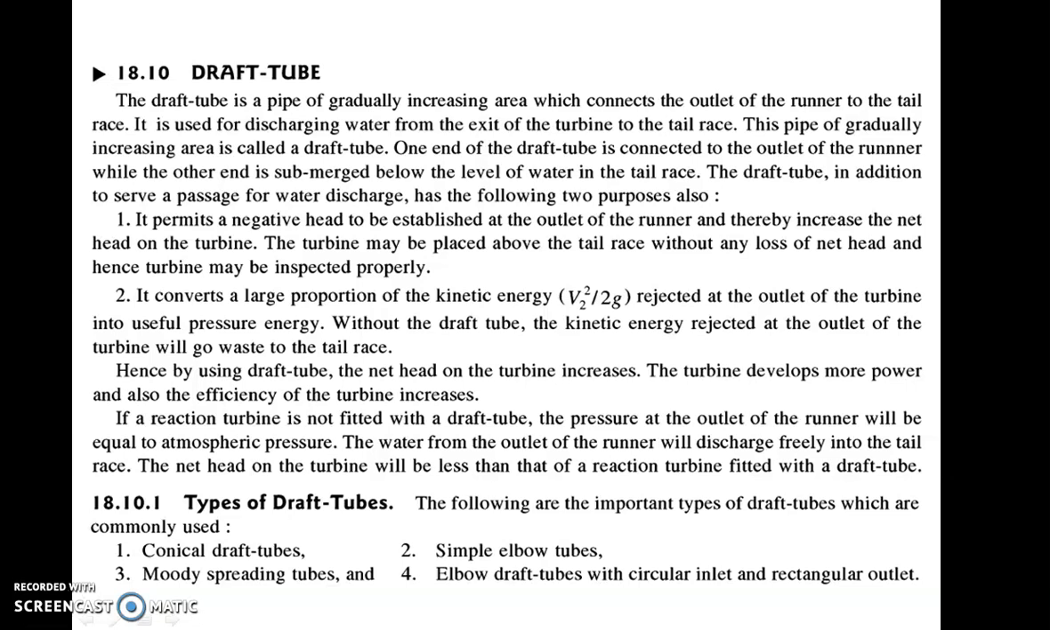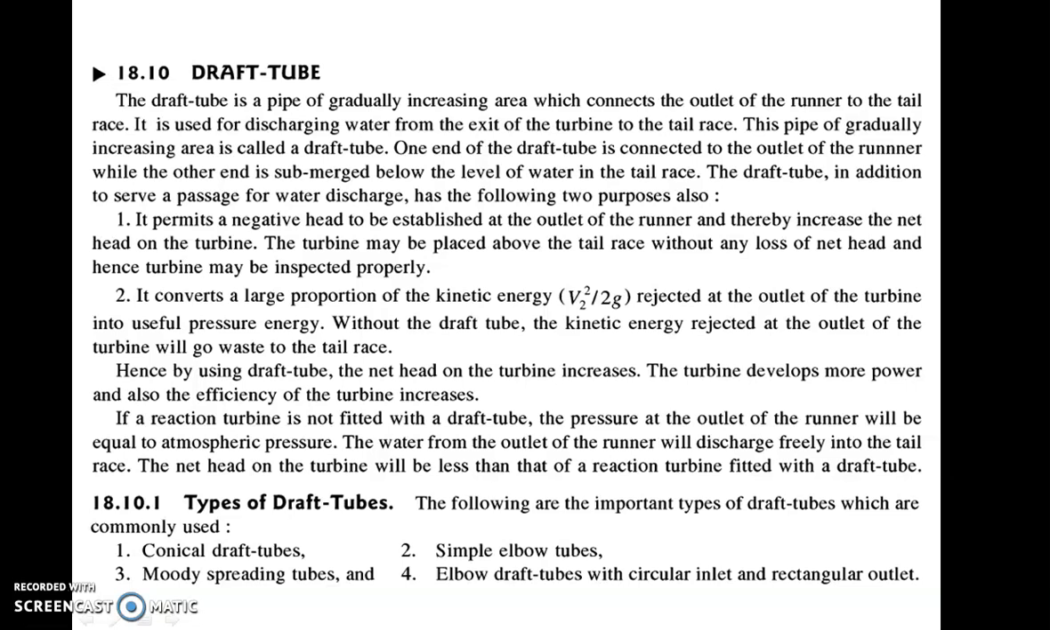Suppose there is an inlet pressure of 50 meter of water and outlet pressure is 1 meter of water. Then the change of pressure is 50 meter minus 1 meter, that is the 49 meter of pressure head difference you are using for producing the power. This is the net pressure head difference that you are obtaining.